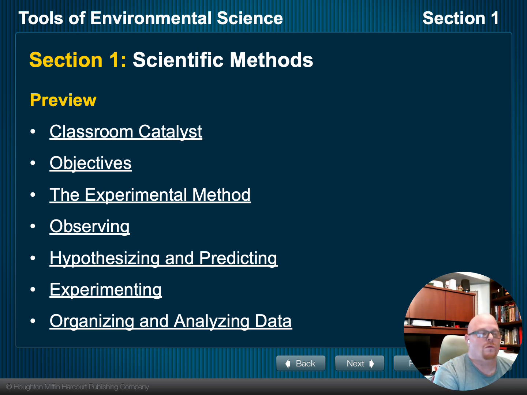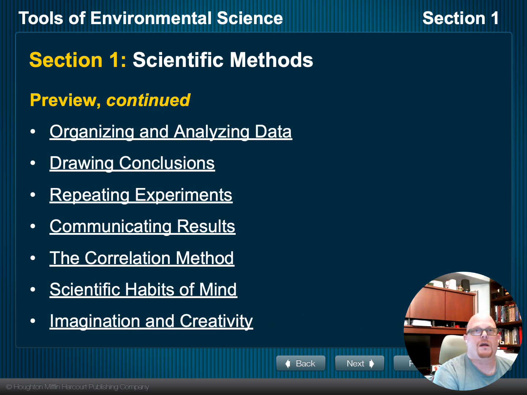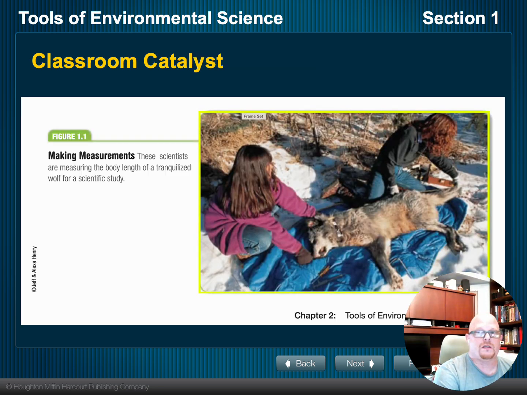This section one talks a little bit more in depth about the scientific method. I'm going to talk about how to organize and analyze data, draw conclusions, repeat experiments, and communicate results. These are things that, again, we've talked a little bit about, but we're going to go into more depth.